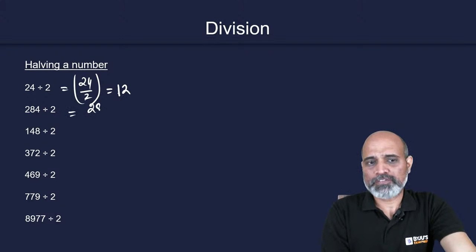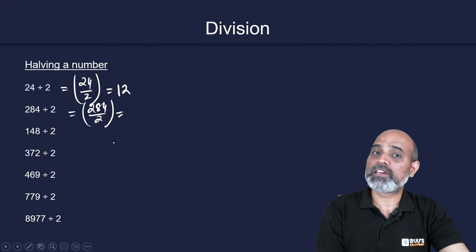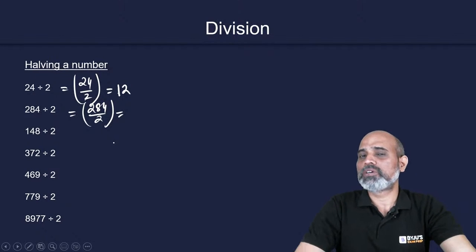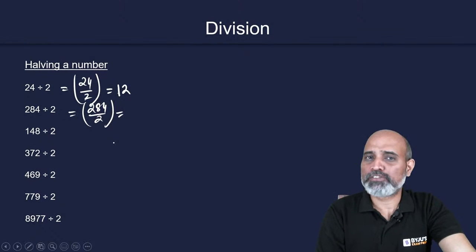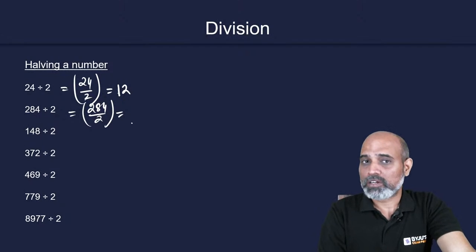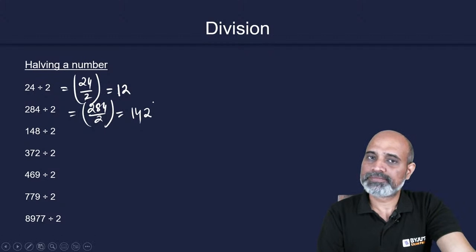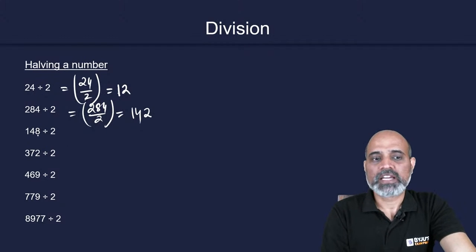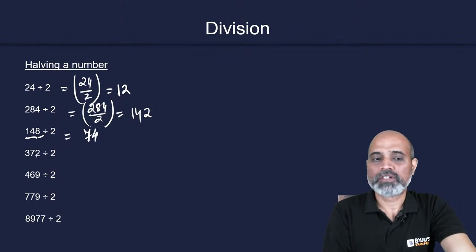Now, what if I have 284 by 2? Since you have already been able to double a number, that will also help you understand what will be half of a number. So I will take 28. 28 direct lunga, aur 28 ka half 14 ho jayega, aur 4 ka half 2 ho jayega. Right? 148 divided by 2, half of 14 is 7, half of 8 is 4, 74.